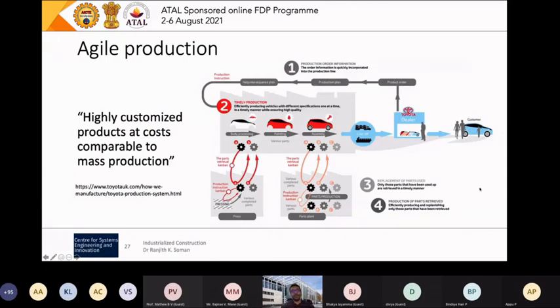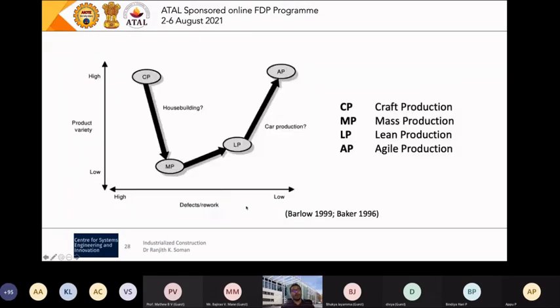So we started with craft production, just like traditional construction. Then we went to mass production where there is no customizability. Then we went to lean production with a lesser number of errors. Then we are at agile production. House production or infrastructure is somewhere in the craft production stage now. That is in 2021. So what we need to do is go straight from here to agile production. That's what the idea of industrialized construction is.